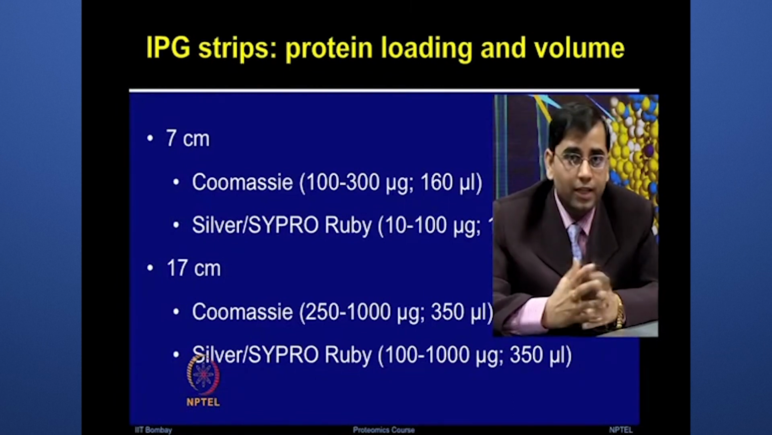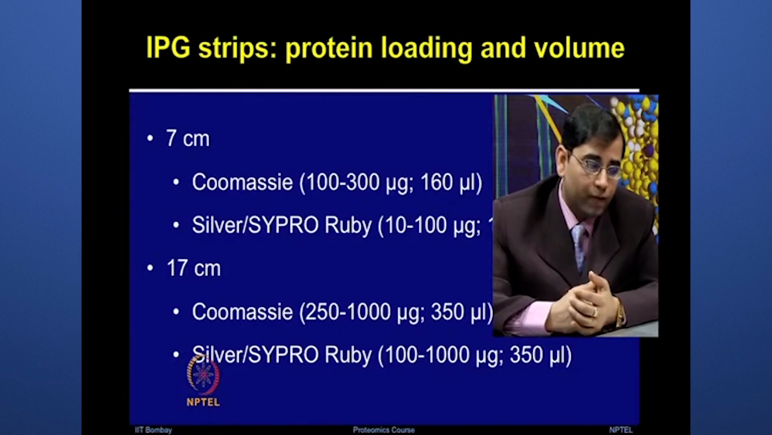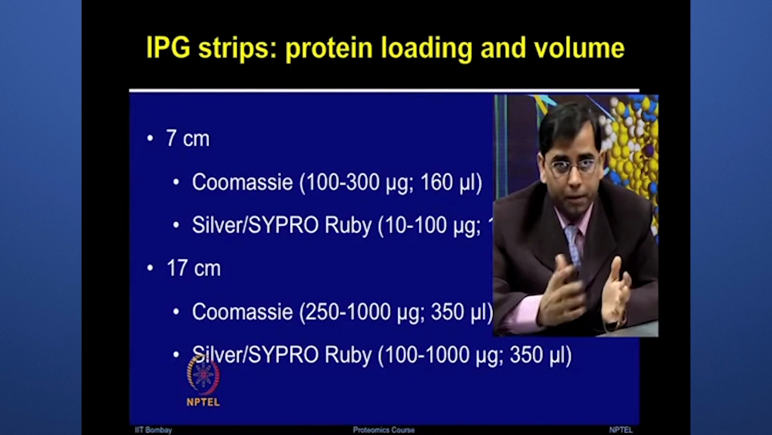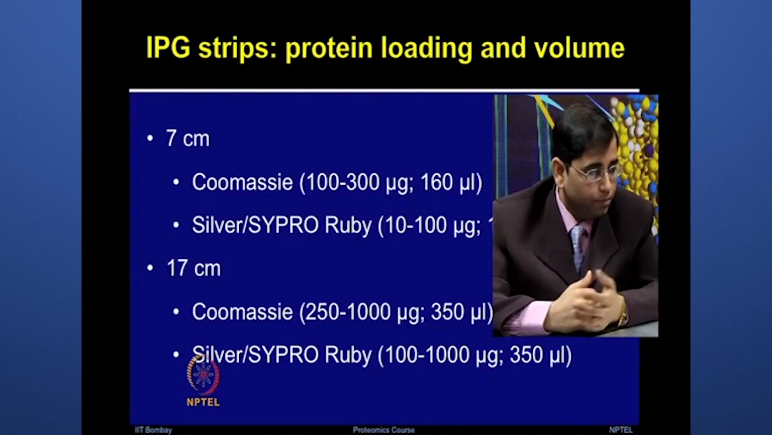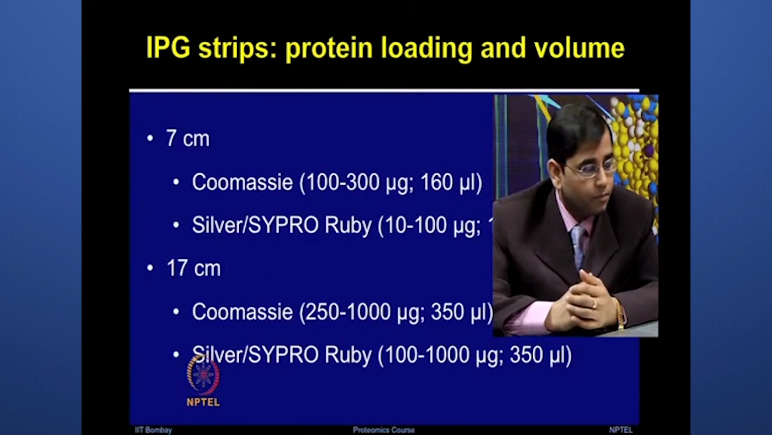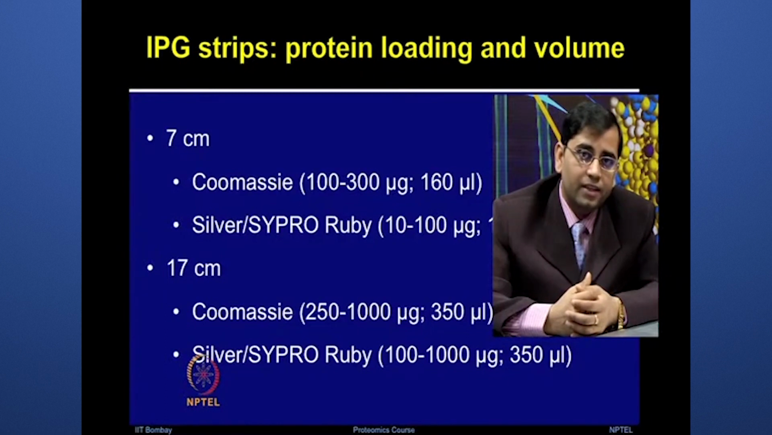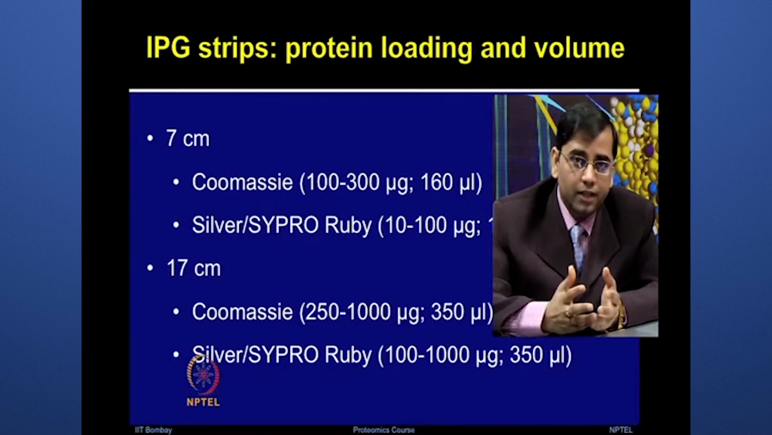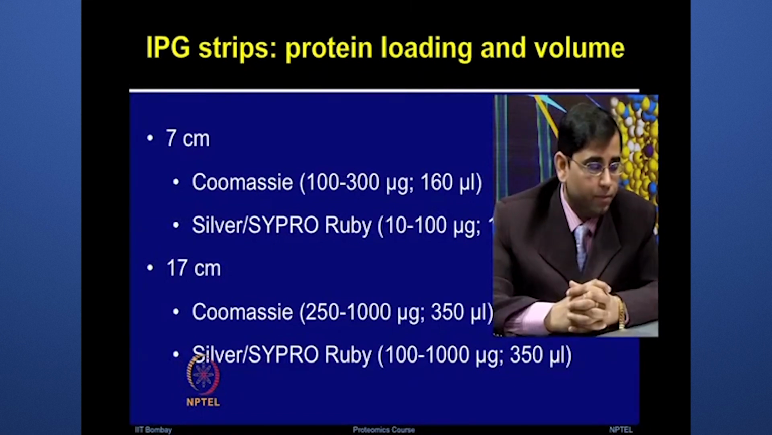If your protein sample has very little protein, for example 10 to 100 microgram, at that time you have to apply the sensitive stains such as silver or Sypro Ruby. One can also apply the large strip like 17 centimeter or 24 centimeter strip, but then you have to increase the protein amount to be loaded and separated on the IPG strip.